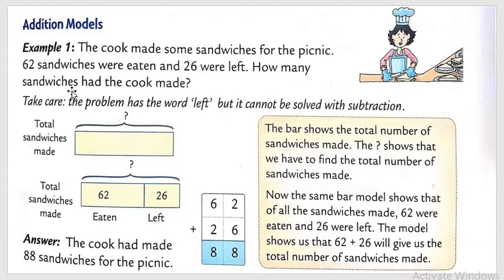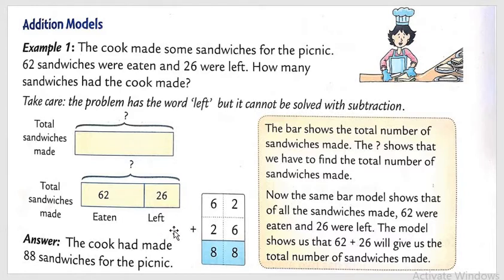Now, with the help of a bar model, it's called a bar model. The total sandwiches made by the cook: we don't know how many total sandwiches she made. But we know 26 are left and 62 were eaten, so we have enough data to solve the problem. We draw the bar model, write total sandwiches made, and then write 62 eaten and 26 left.